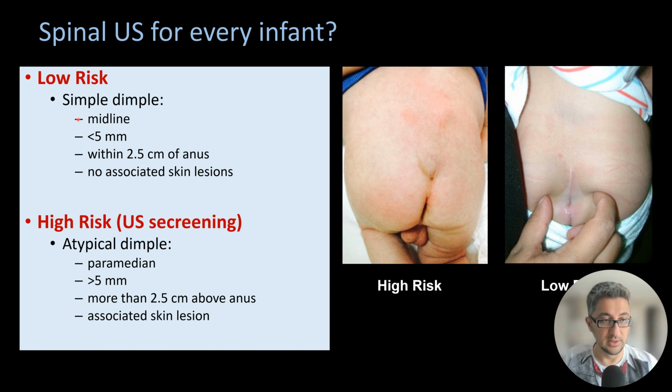How do we differentiate? So in the simple dimples, they are in the midline. They are smaller than 5 millimeters. They are within 2.5 centimeter of the anus, and there are no associated skin lesions. In the atypical dimple, they may be in paramedian location, larger than 5 millimeters, 2.5 centimeter above the anus, and there may be associated skin lesions.